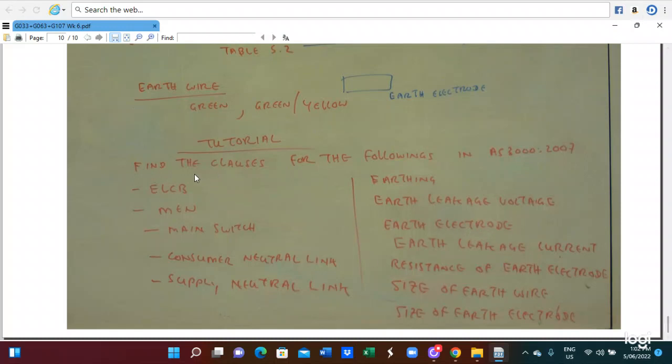You have to answer and find the cross-section according to AS/NZS 3000: ELCB, MEN, consumer neutral link, supply neutral link, earth leakage voltage, electrode, leakage circuit, and resistance of the electrode, the size of the electrode. Those things you have to supply according to AS/NZS 3000. So this is for Electrical Trade 1. We're talking about the preparation of the electrical equipment, protection, and electrical installation.